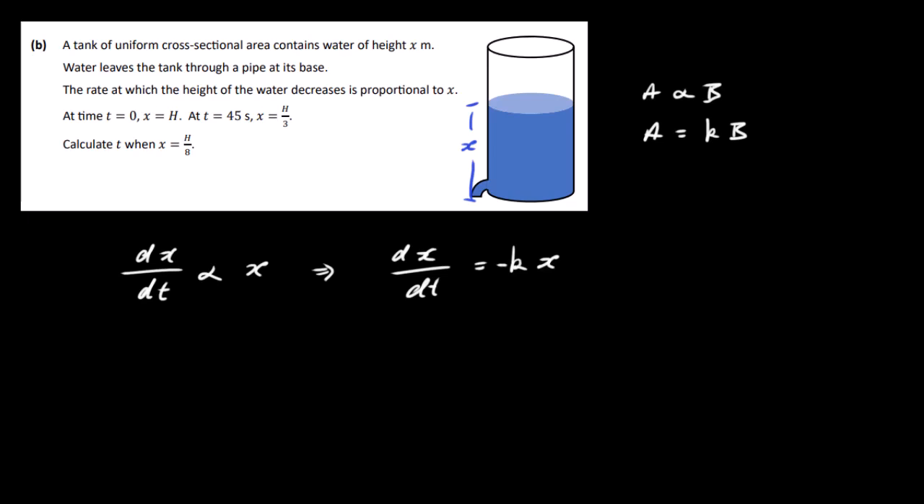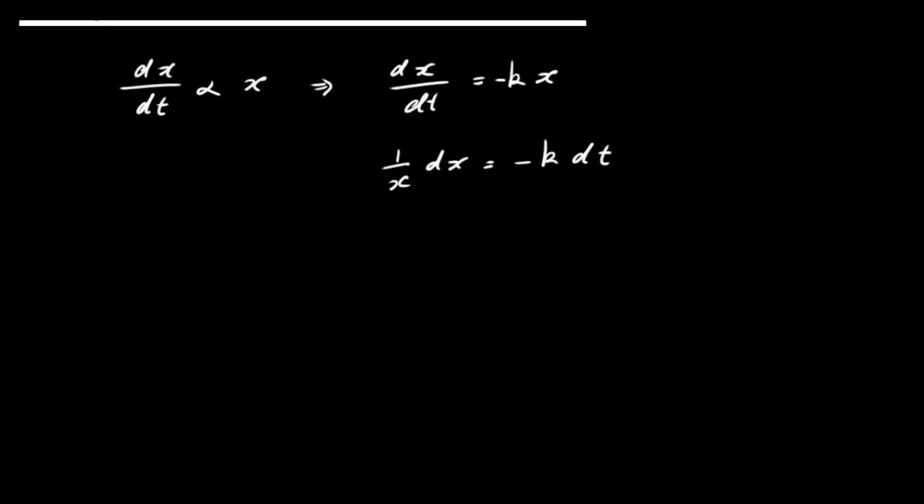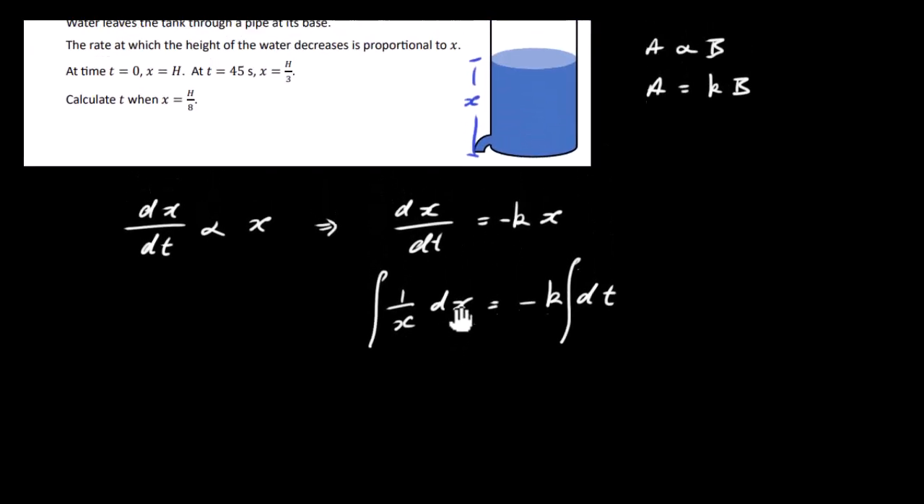So first of all, we separate out the variables. First thing I'm going to do is bring over the x, so it's 1 over x dx is equal to minus k times dt. So what I'm going to do is integrate both sides. Actually I might just leave that minus k outside there, makes things easier. And I'll put in the limits as well.